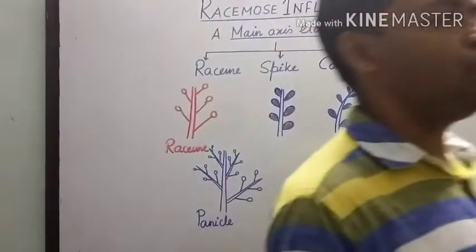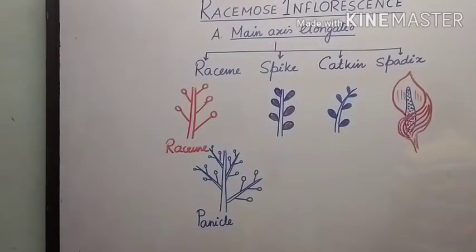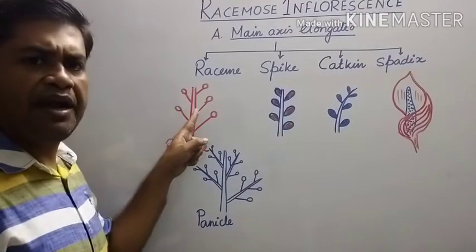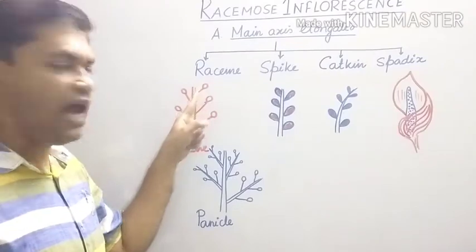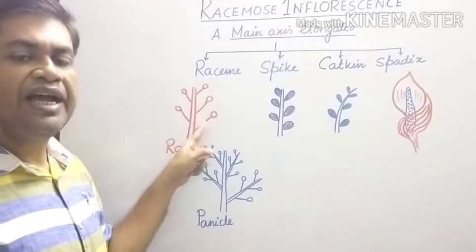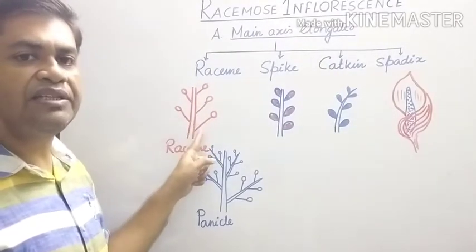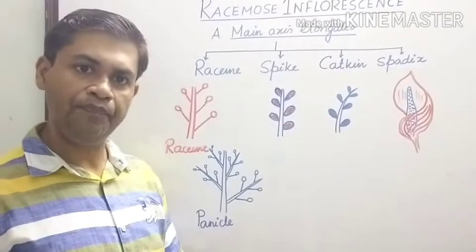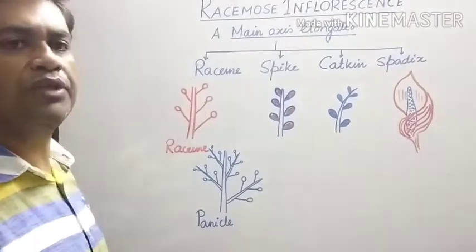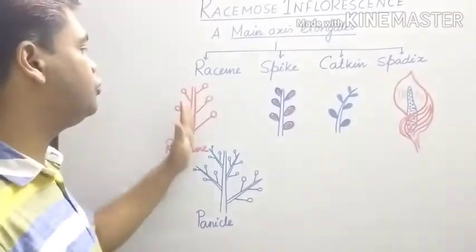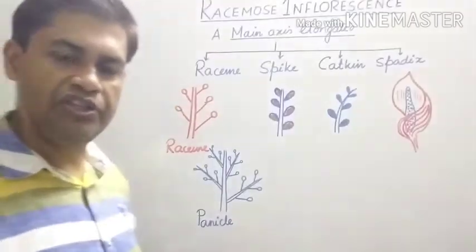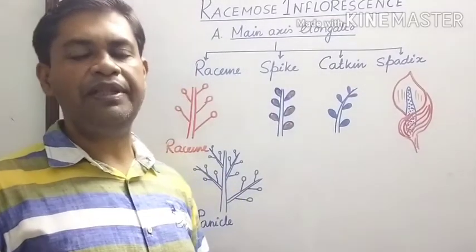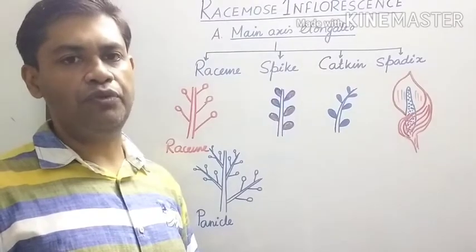Is it here? So to start with the raceme at first, you should know. Here the main axis is elongated and bears the stalked lateral flowers, মানে pedicellate lateral flowers in the acropetal succession. Okay, but there is no branching into the flowers. Straight away onto the main axis the flowers are originating in the acropetal succession, means lower flowers will be the older and upper flowers will be the younger.